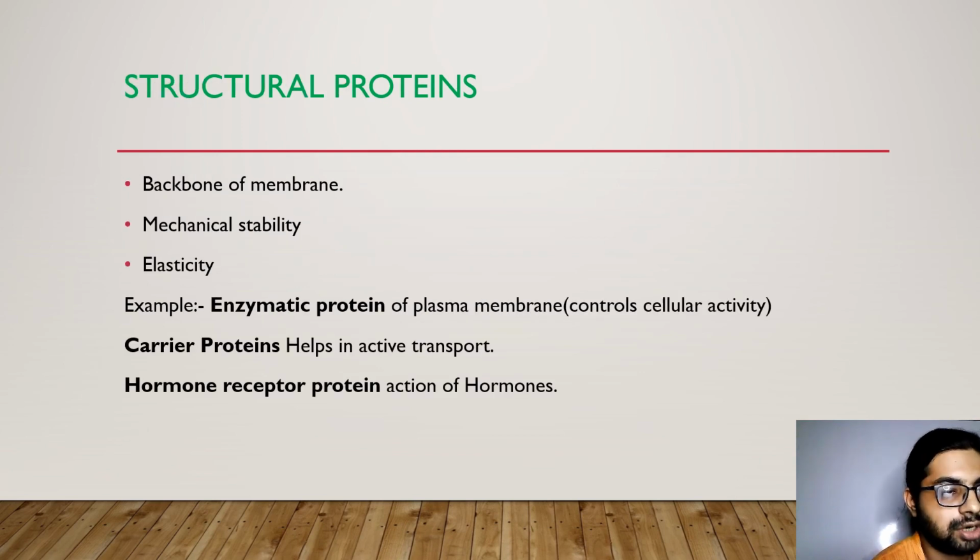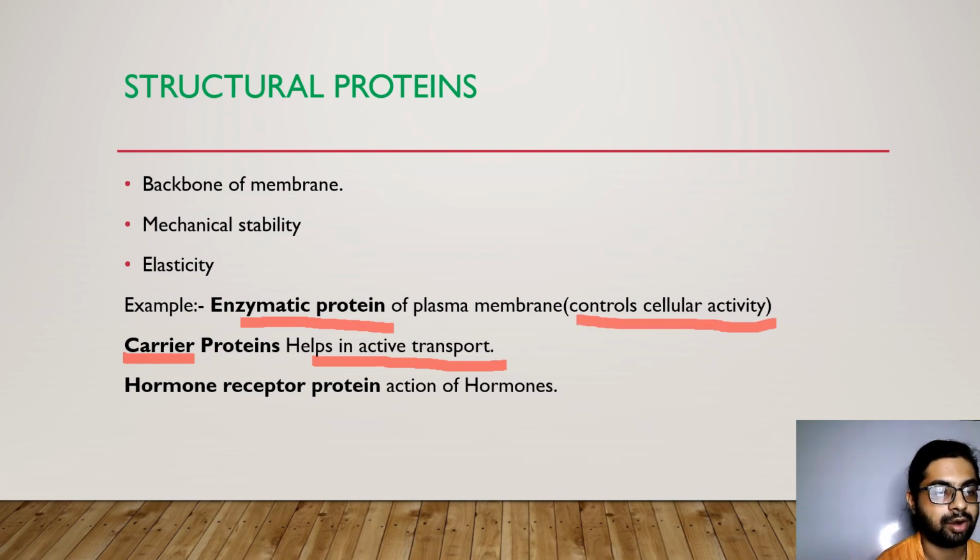Now, structural proteins. These form the backbone of the membrane. And what does it do? It gives mechanical stability to the cell and also elasticity. Examples: enzymatic proteins of the plasma membrane control cellular activity. Carrier proteins help in active transport, as the name suggests, carrier, so it will help in active transport. And enzymatic protein helps in cellular activity, and hormone receptor protein mediates the action of hormones. So structural proteins are important.